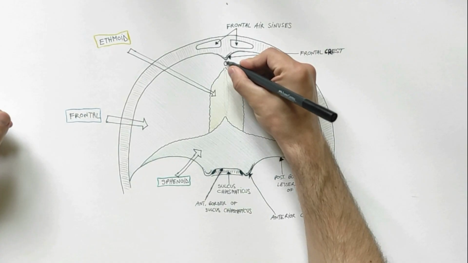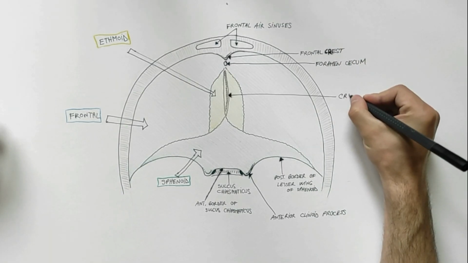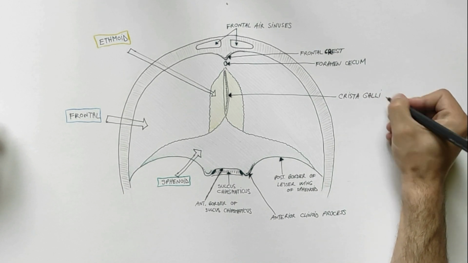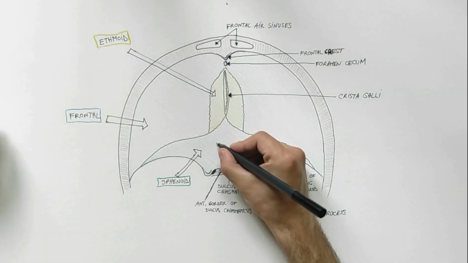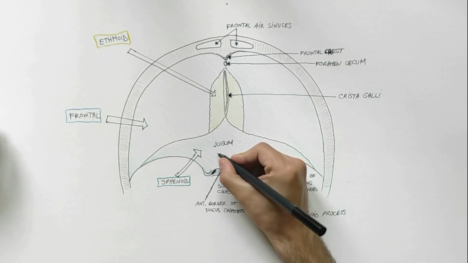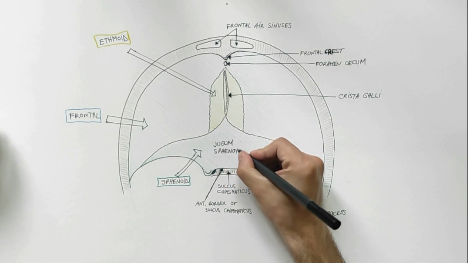Behind the frontal crest is the foramen cecum. The next structure on the midline is the crista galli, a bony crest formed by the perpendicular plate of the ethmoid. Behind the crista galli is the jugum sphenoidale, which is the superior surface of the anterior part of the body of the sphenoid.